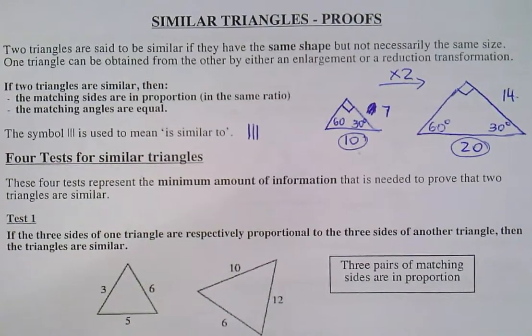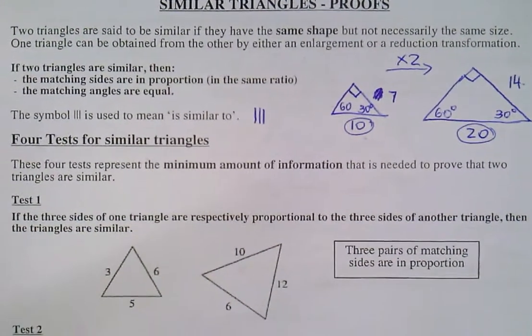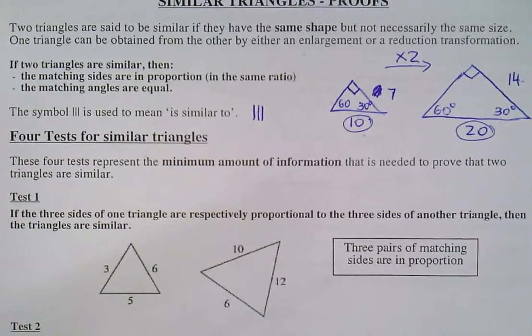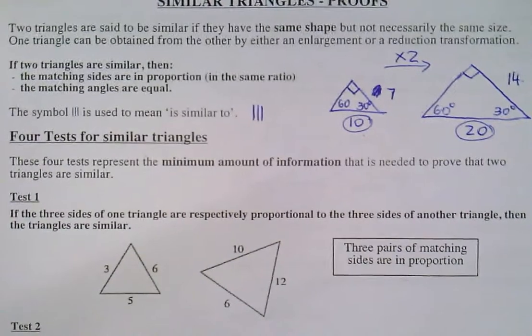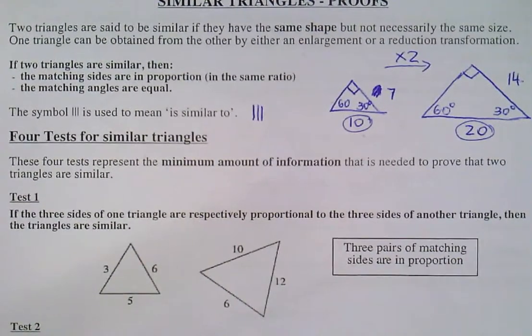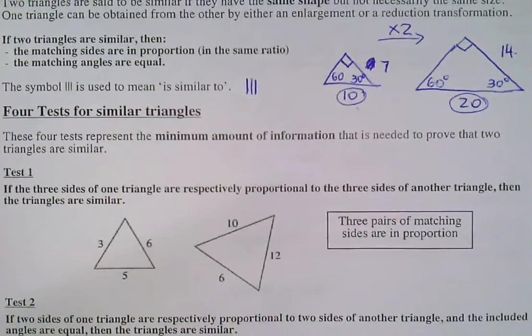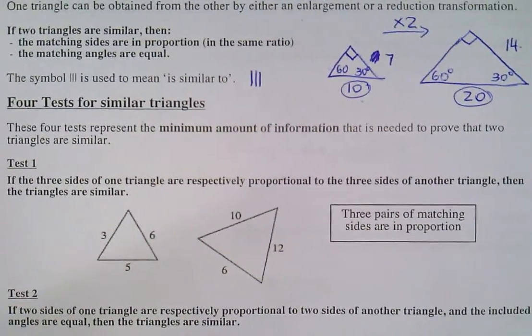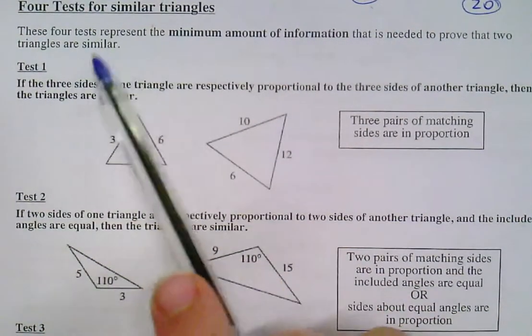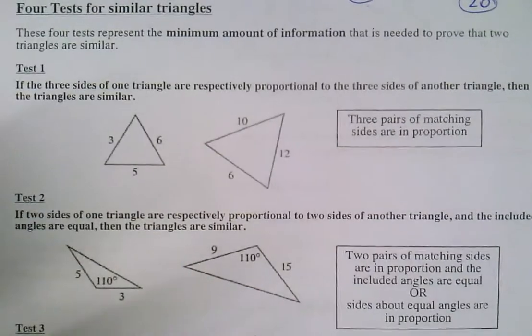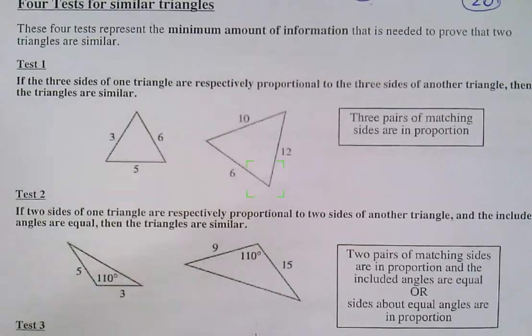Now, there are 4 tests for similar triangles, just like there are 4 tests for congruent triangles. The thing with similarity is that you are not to write the letters out, like AA. The tests for congruence are SSS, AAS, SAS, RHS. When it comes to similarity, you are not to write them that way, and I'll explain why in a minute. Tests for similar triangles: these 4 tests are the minimum amount of information that is needed to prove that 2 triangles are similar.